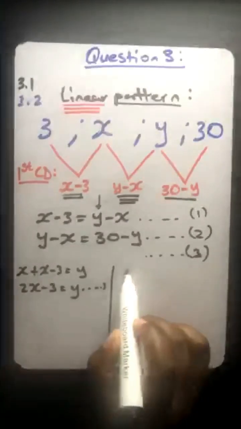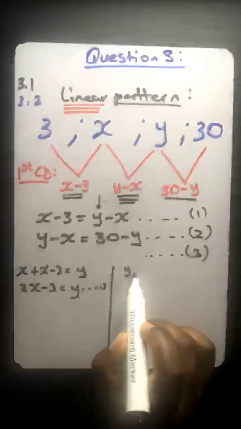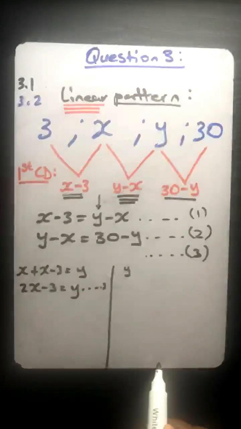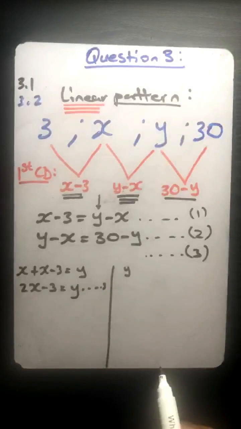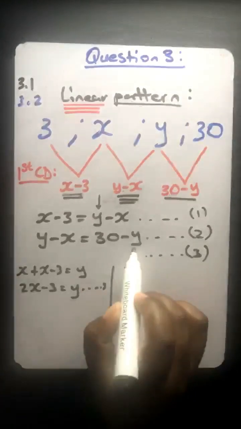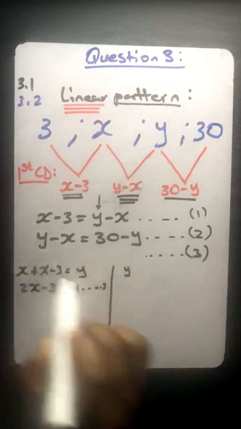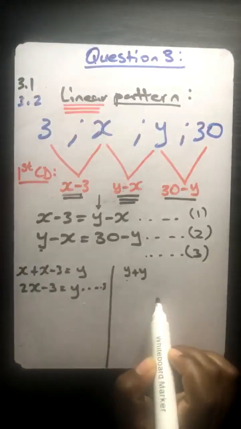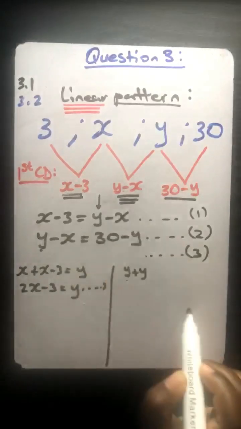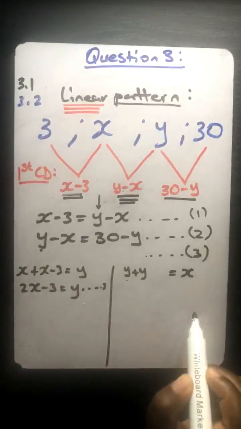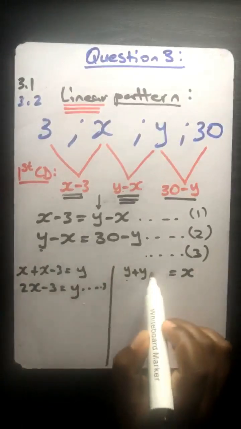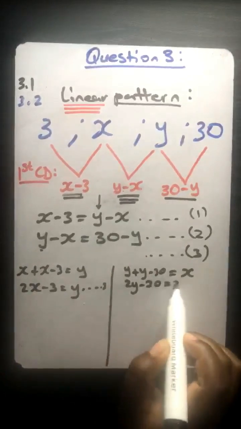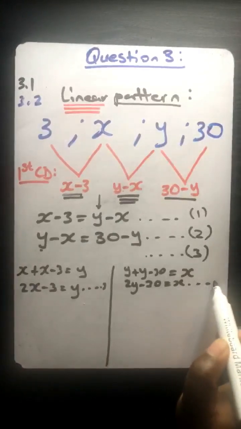Okay, maybe let's make an assumption that you used this equation. Obviously, it is actually x that you can make the subject of the formula. How would you do that? Obviously, I would take this to the other side so that it becomes positive y. Also, I still have that y there. Then this x, I take it to the other side so that it becomes positive x. Obviously, this I also take it to the left and it becomes negative 30. Meaning, I end up having 2y minus 30, which is equal to x. And we can regard that as equation number 3.